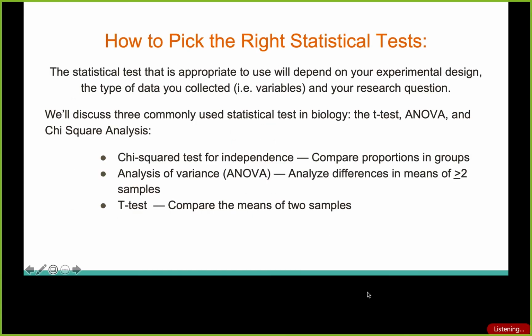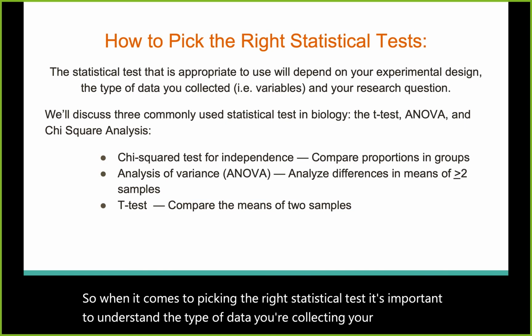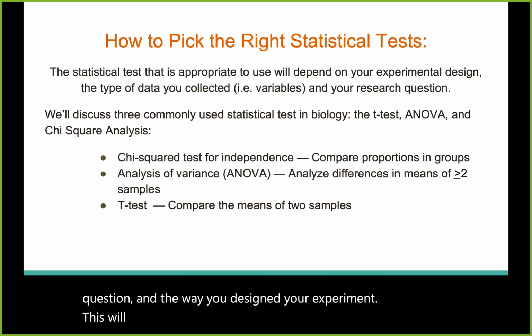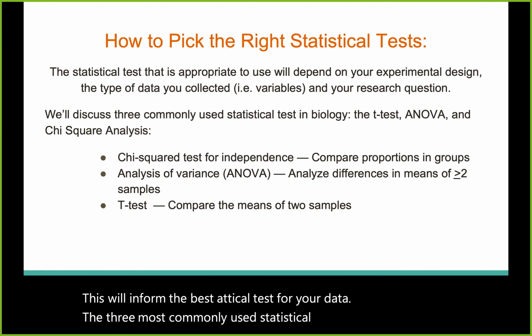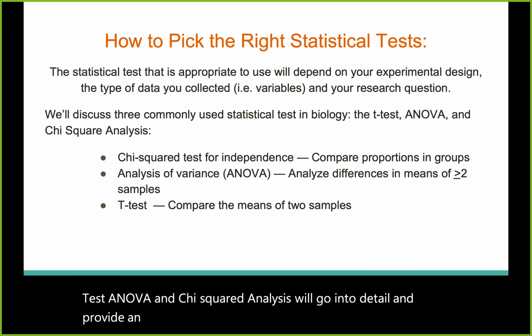So, when it comes to picking the right statistical test, it's important to understand the type of data you're collecting, your research question, and the way you designed your experiment. This will all inform the best statistical test for your data. The three most commonly used statistical tests in biology are the t-test, ANOVA, and chi-squared analysis. We'll go into detail and provide an example for each one so you can get a better understanding of when it's appropriate to use them.